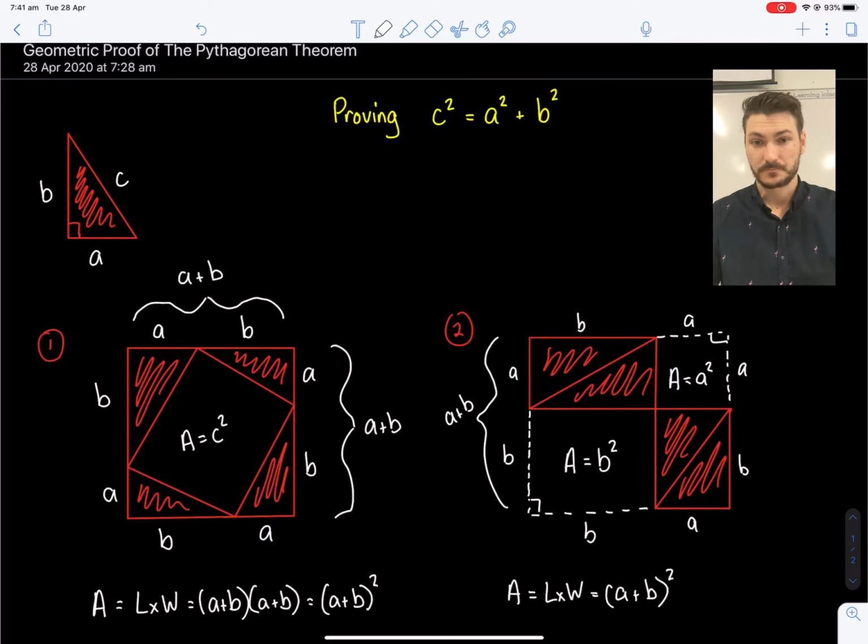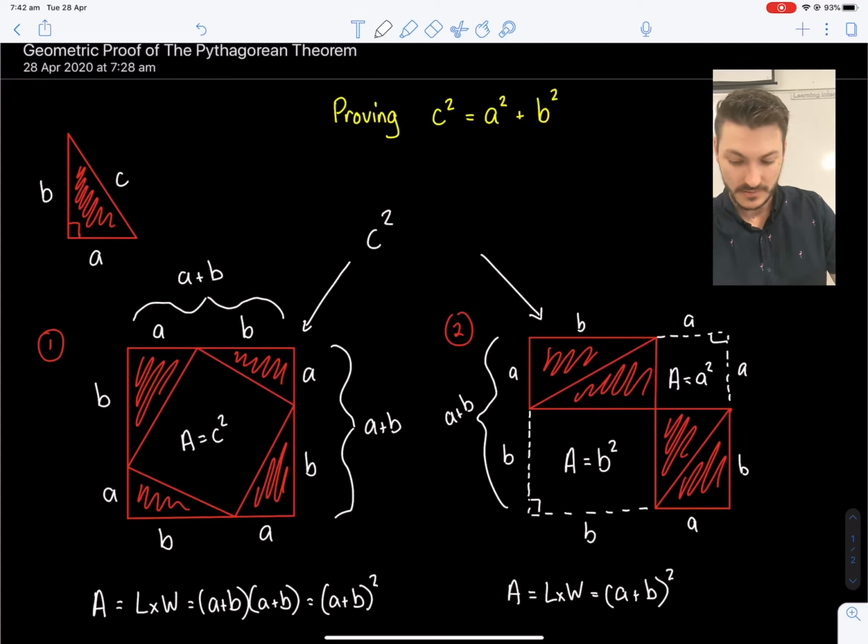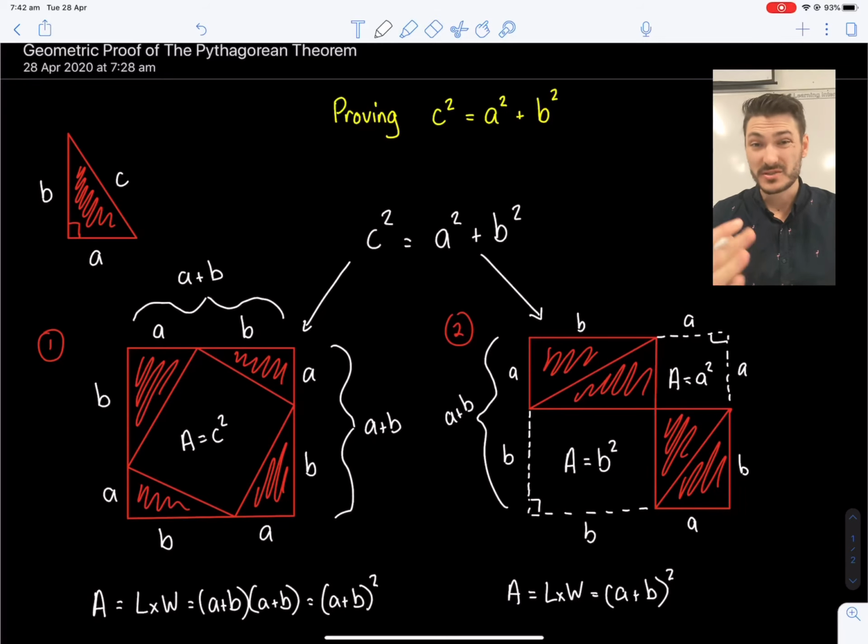And therefore, if both squares have the same total area and the area that's taken up by red triangles is exactly the same, then the negative space, if you will, is the same area as well. Therefore, the negative space here is C squared, and the negative space over here in total is A squared plus B squared. And we've just established that those two things are indeed equal, meaning that the square of the hypotenuse in a right angle triangle is equal to the sum of the squares of the two other sides. Or in other words, C squared equals A squared plus B squared.